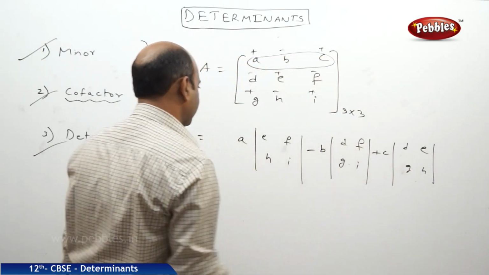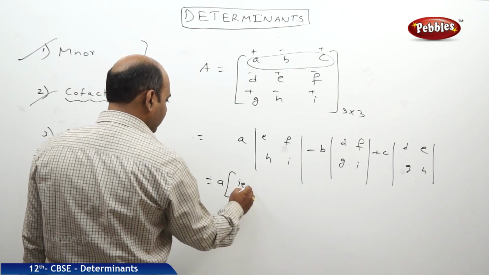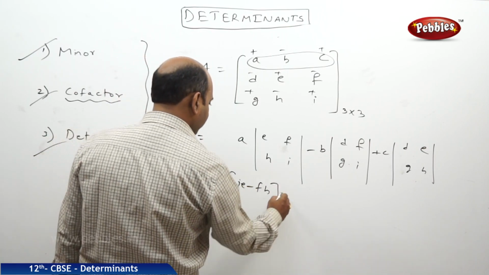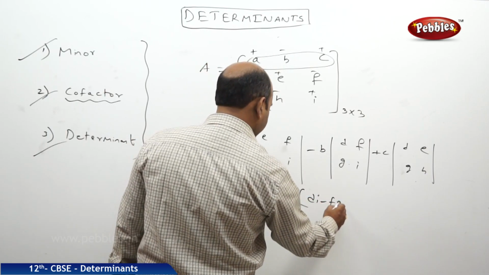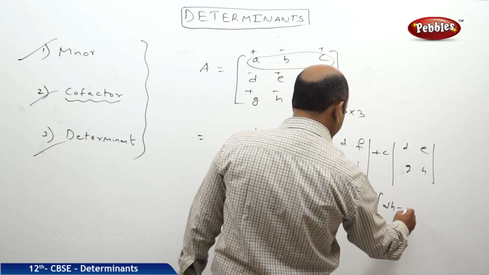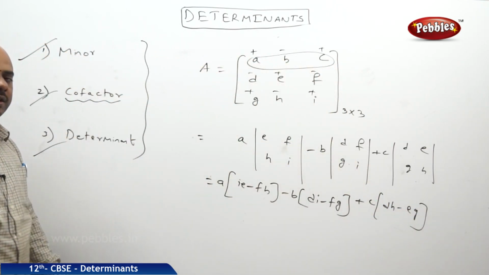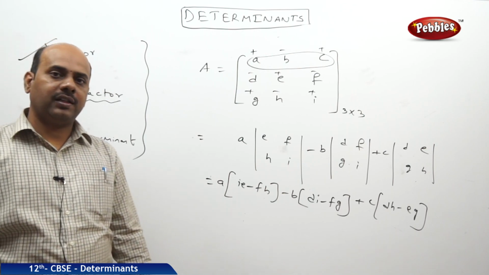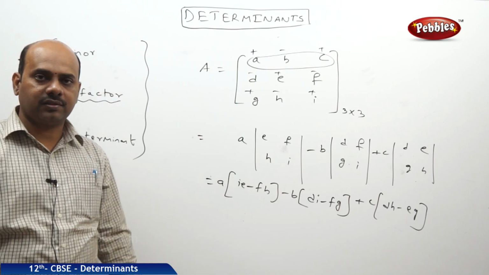So we need to expand. That means A into IE minus FH, minus B into DI minus FG, plus C into DH minus EG. This is the generalized definition for a 3 by 3 matrix determinant, right? So we shall go for numericals.